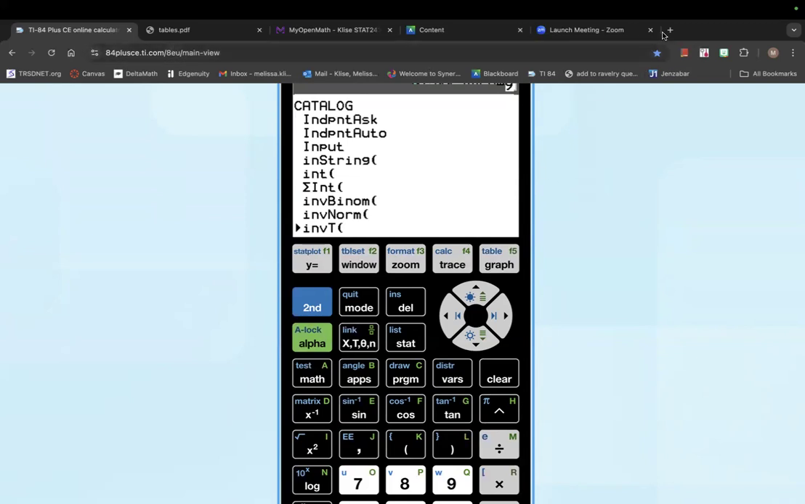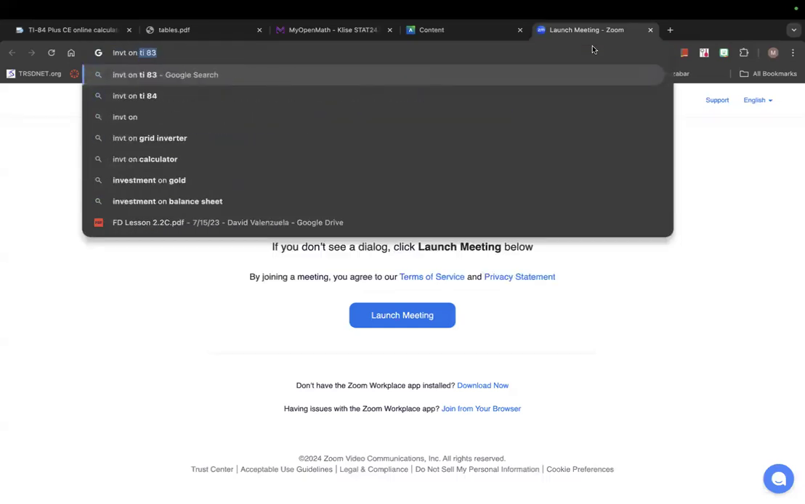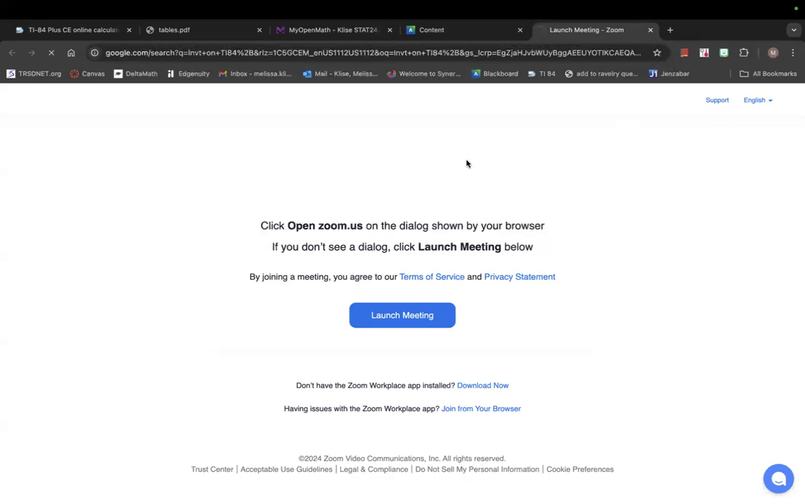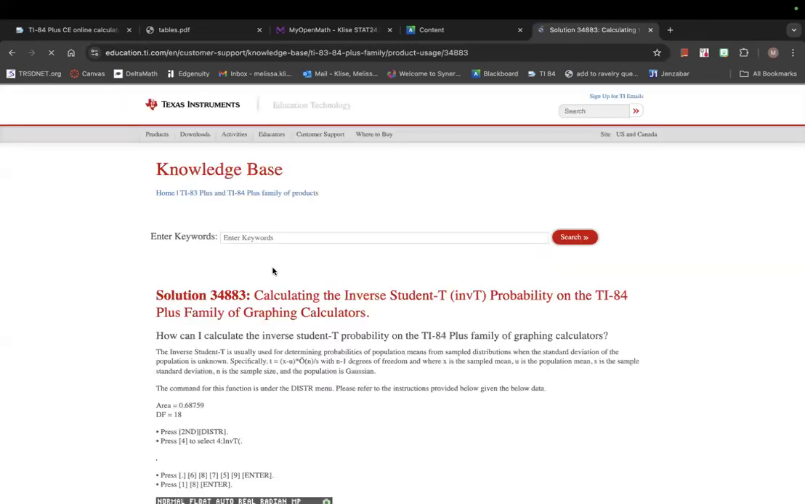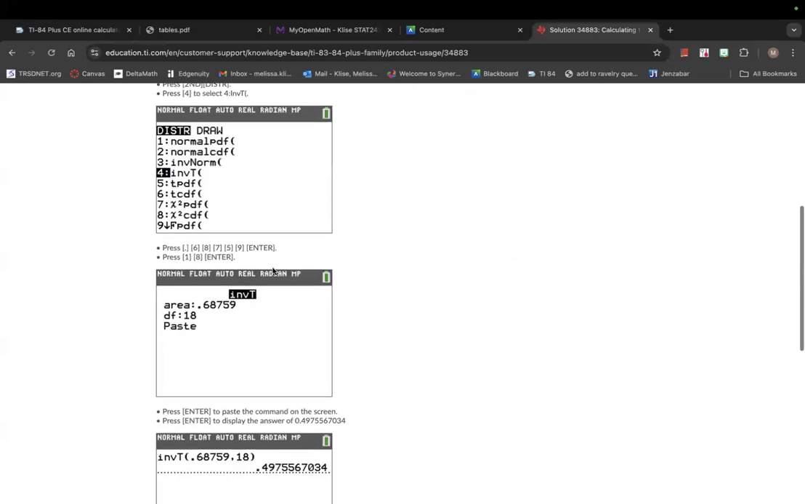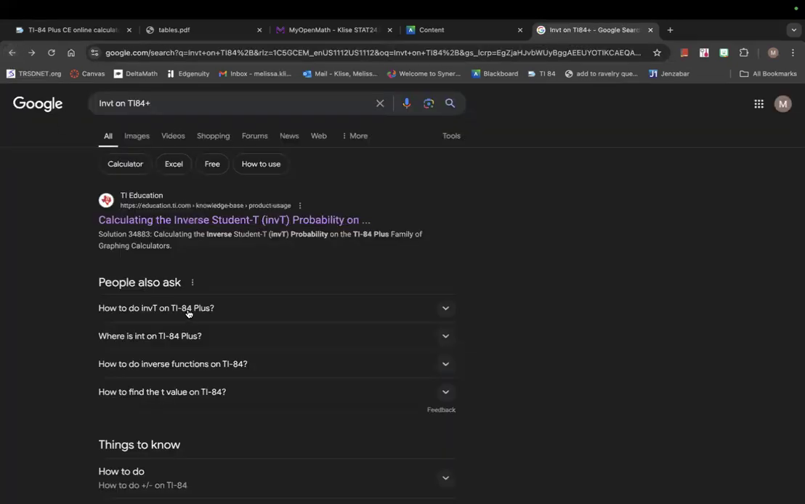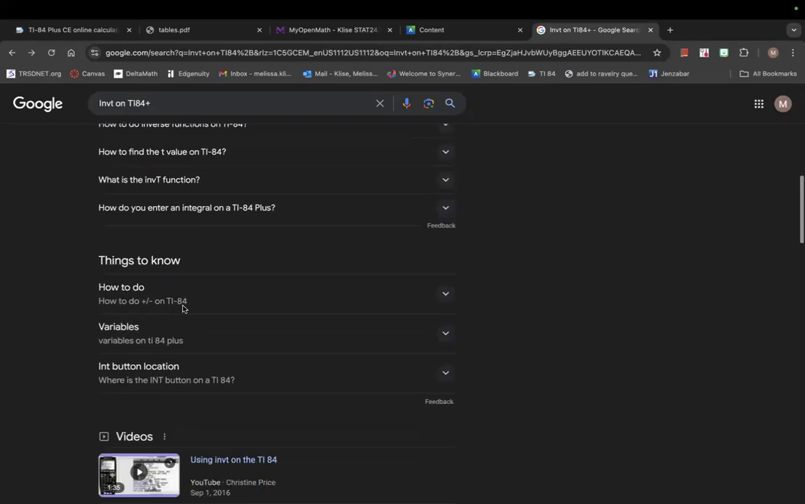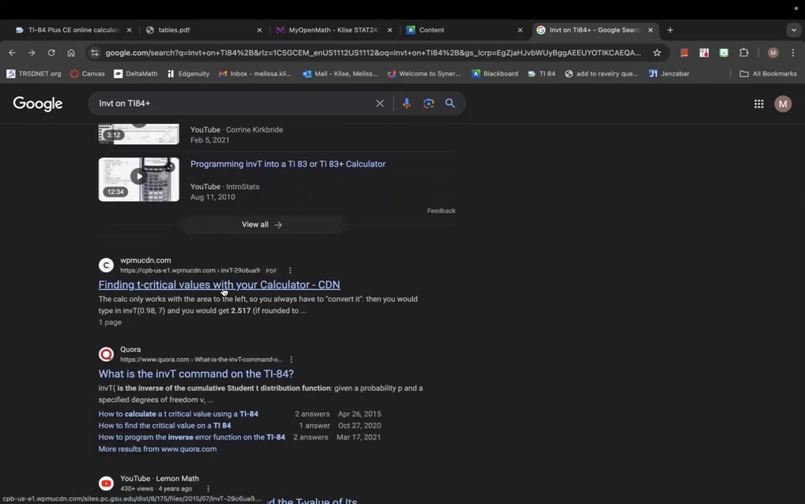Okay, let's see if Google is our friend. Inverse T on which calculator do you have? TI 84 plus. Let's see if it'll tell me anything. Calculating inverse student T. Okay, that doesn't help me. Let's see if we can find it anywhere else. No, that's not helping me. I wonder if you're probably lacking an update.